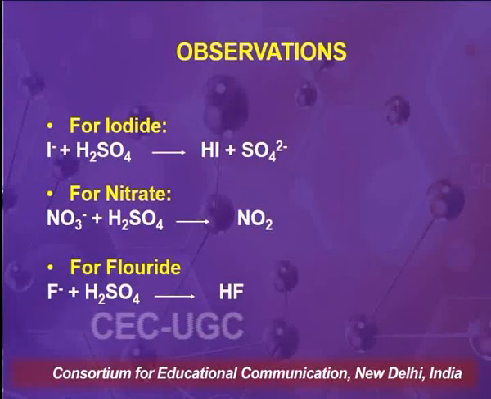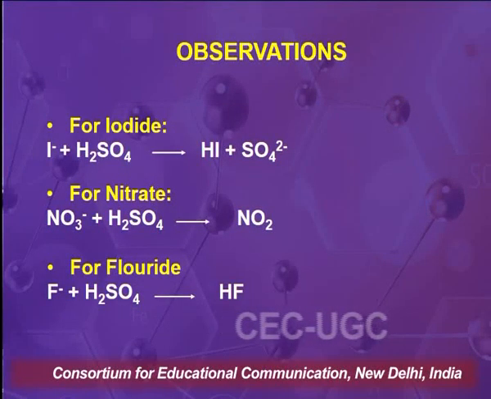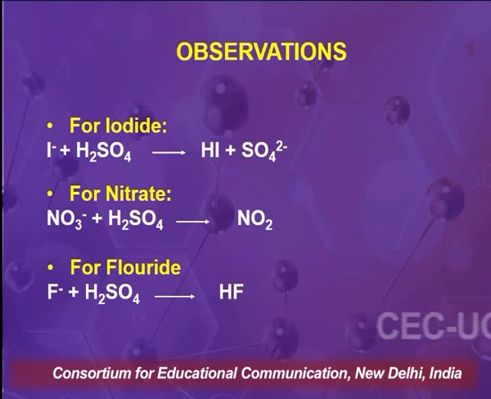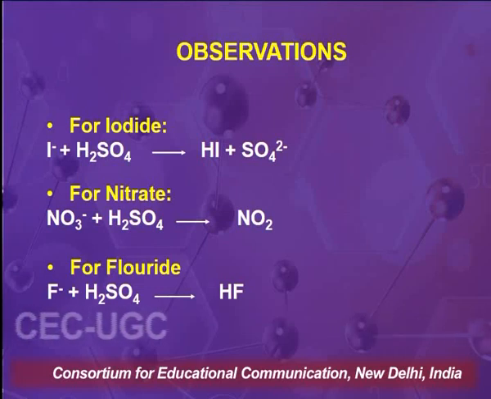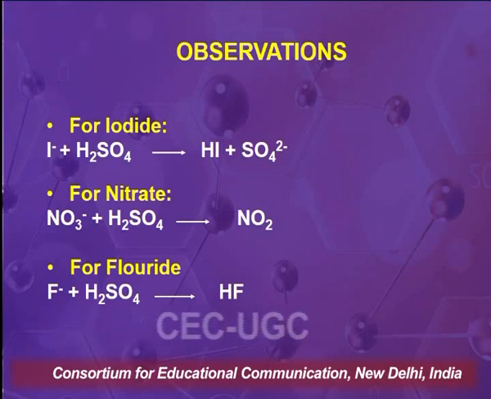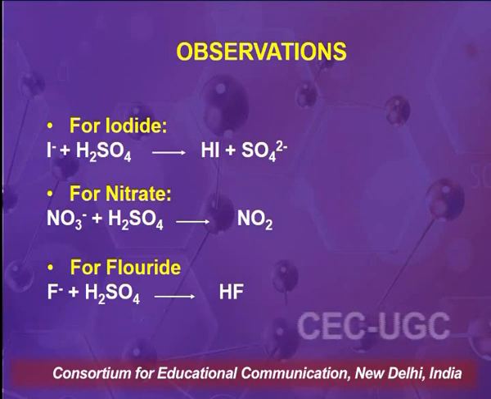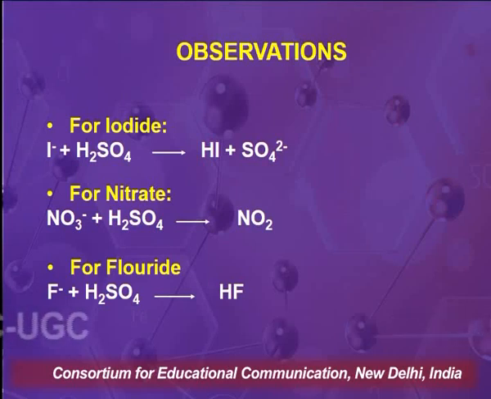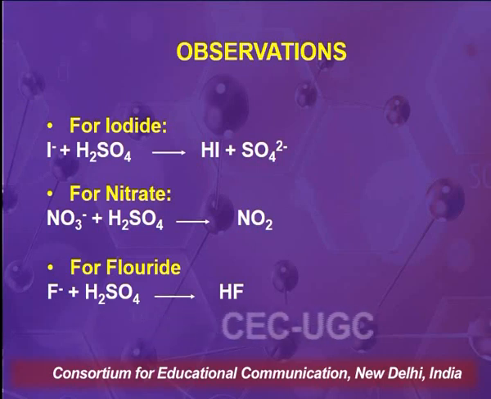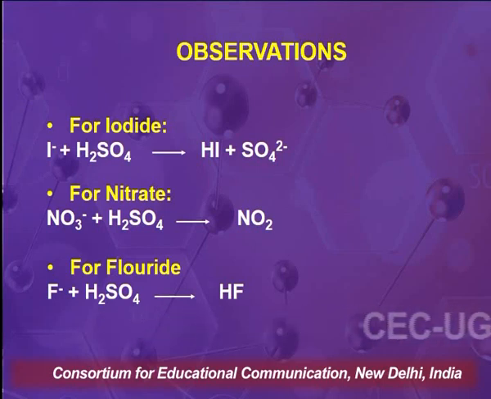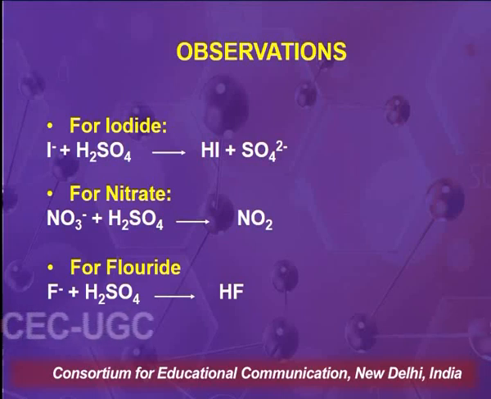The chemistry involved for iodide: it reacts with sulfuric acid, forming HI and further iodine, which gives violet vapors. For nitrate, NO3 minus reacts with sulfuric acid to produce NO2, or nitrogen dioxide gas, which gives reddish brown fumes. And upon the action of copper turnings, the fumes intensify or increase in quantity.